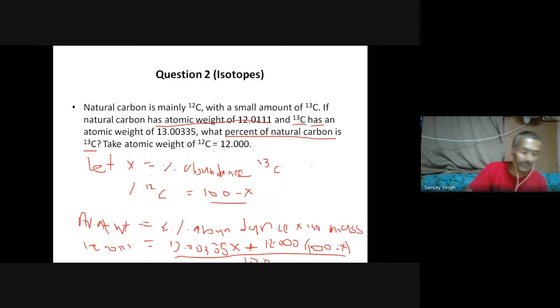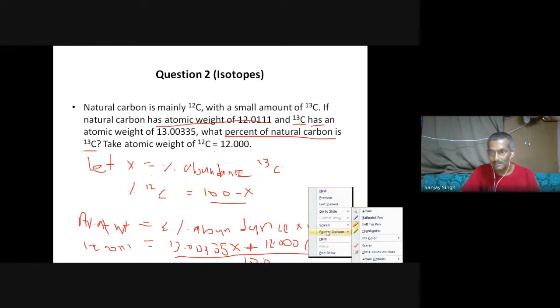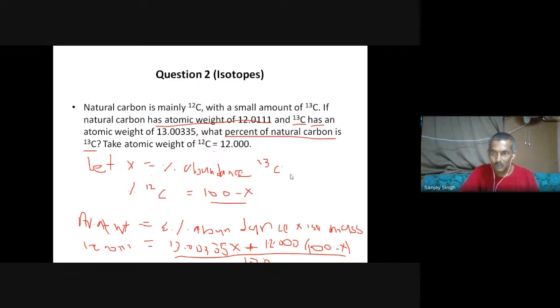Has anyone done the question? Has anyone got the value of X? So what is the value of X then? Let's see. If you write it down, the value of X is equal to, anyone? It's 1.11%. So that's the value of X.